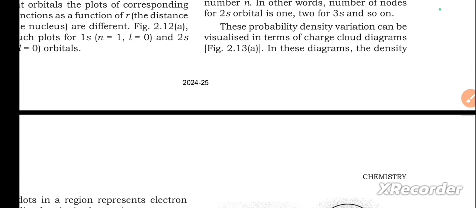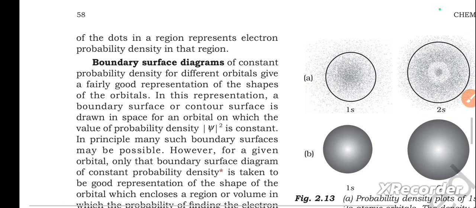These probability density variations can be visualized in terms of charge cloud diagrams. In these diagrams, the density of the dots in a region represents electron probability density in that region. Boundary surface diagrams of constant probability density for different orbitals give a fairly good representation of the shapes of the orbitals. In this representation, a boundary surface or contour surface is drawn in space for an orbital on which the value of probability density psi square is constant.